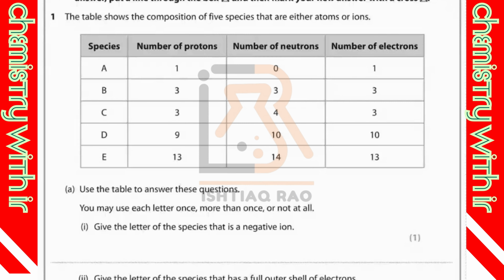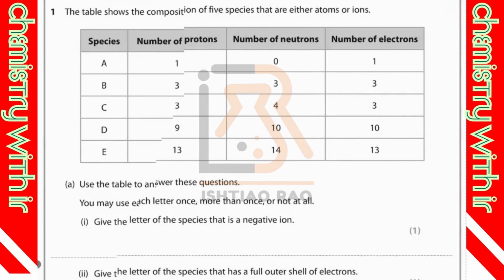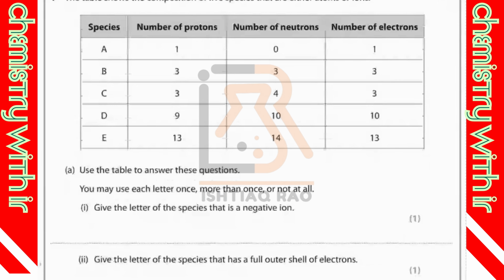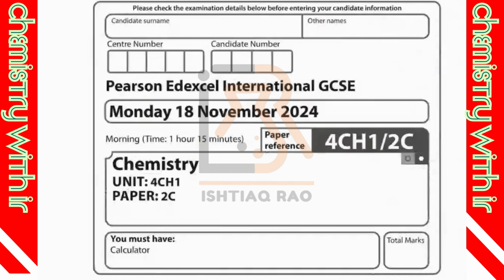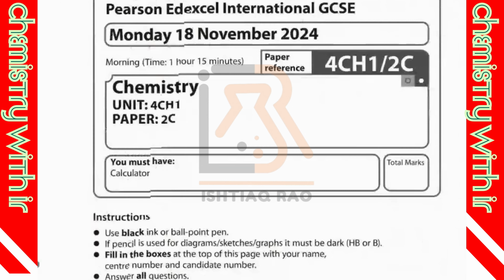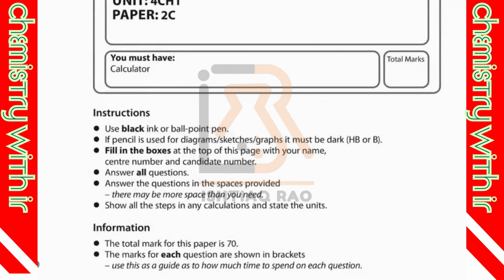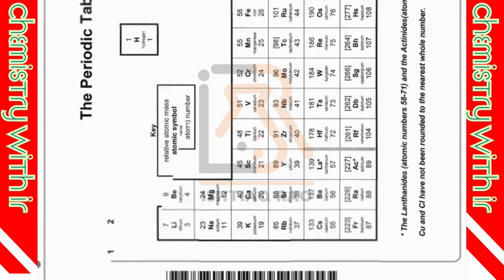More than once or not at all. It gives a letter of the species that is a negative ion. This is the October 2024 paper, Unit 4CH1, paper 2C.